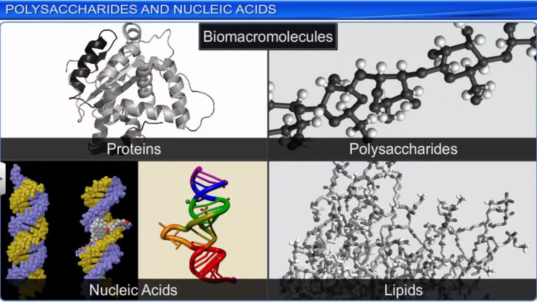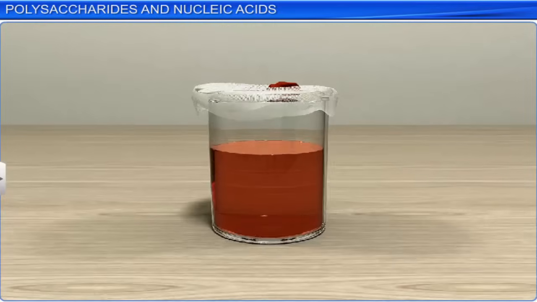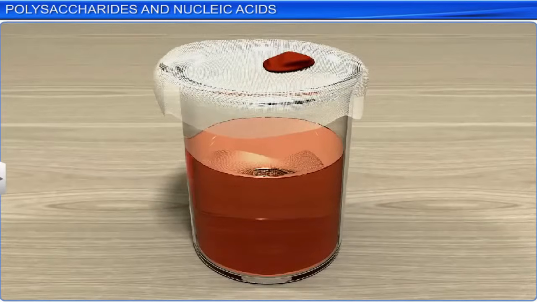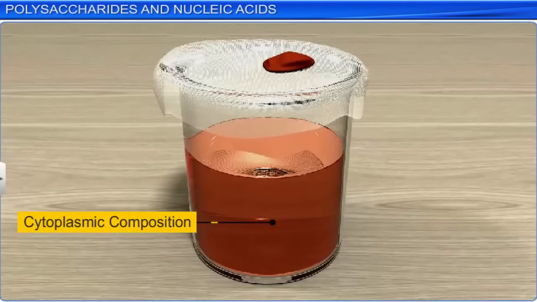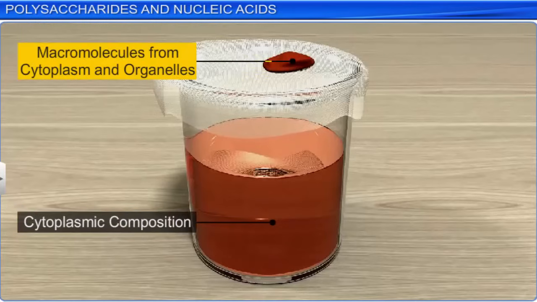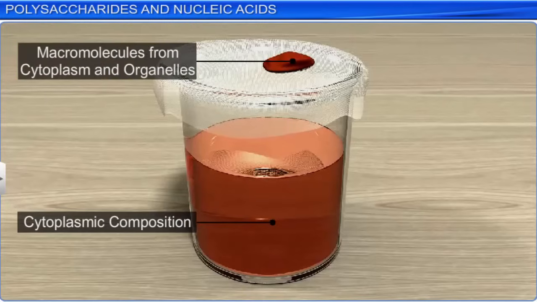Interestingly, lipids, which are biomicromolecules, are also found in this fraction. The acid-soluble fraction represents the cytoplasmic composition, while the acid-insoluble fraction consists of macromolecules derived from cytoplasm and organelles. Together, these two fractions represent the complete chemical composition of living organisms.